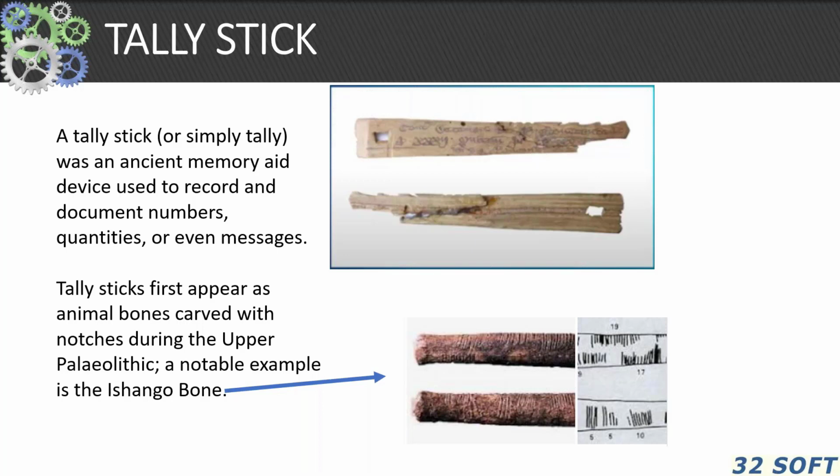The tally stick, or simply tally, was an ancient memory aid device used to record and document numbers, quantities, even messages. The tally stick first appeared as animal bones that were carved with notches during the Upper Paleolithic era. A notable example is the Ishango bone.